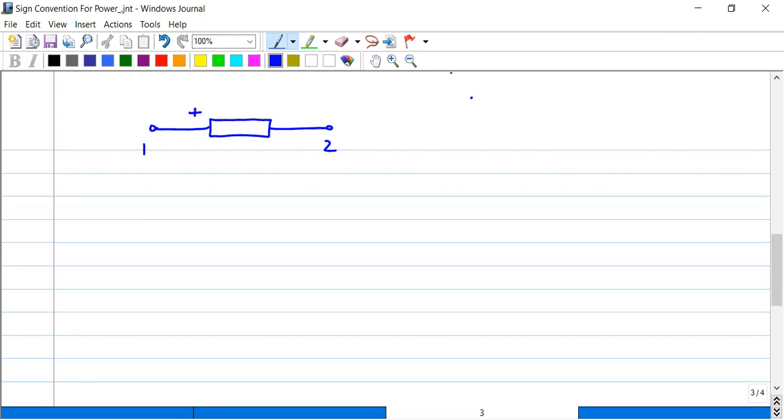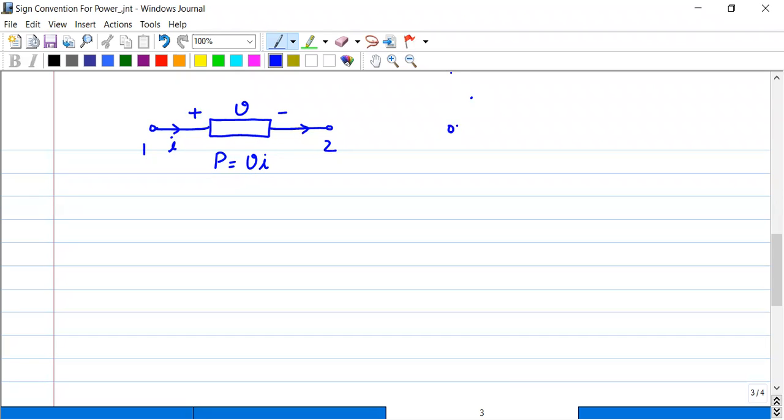And let us say I mark the polarities like this, that is terminal 1 is positive and terminal 2 is negative, and the direction of current, if I show it like this, that means current is entering the positive terminal of the element and it is leaving out the negative terminal. Then we said that power is positive. If the current enters the positive terminal of the element, we say the power is positive. And if the power is positive, that means power is being absorbed by the element.